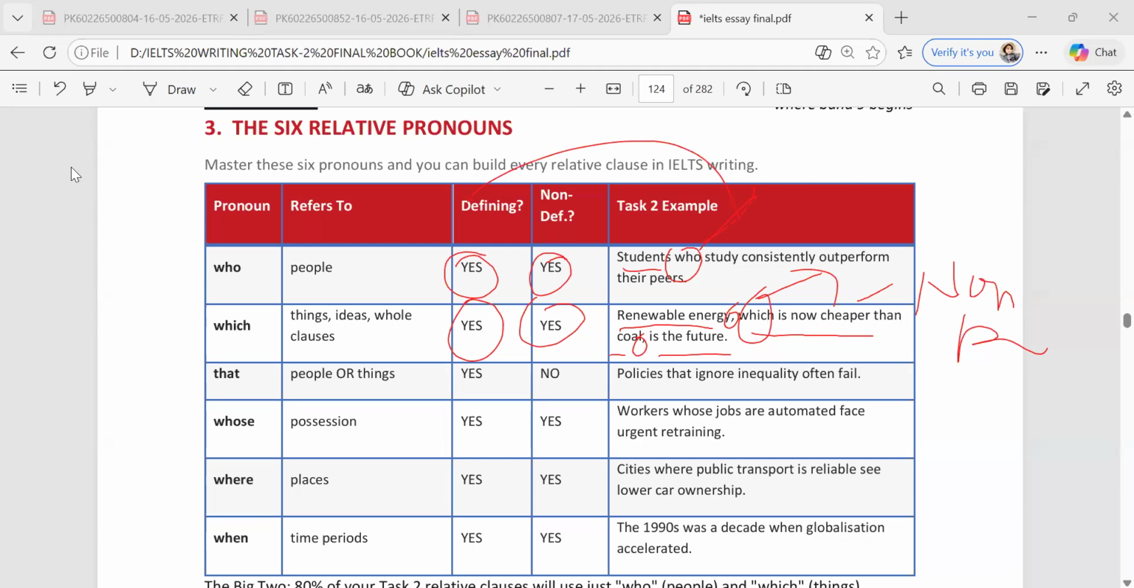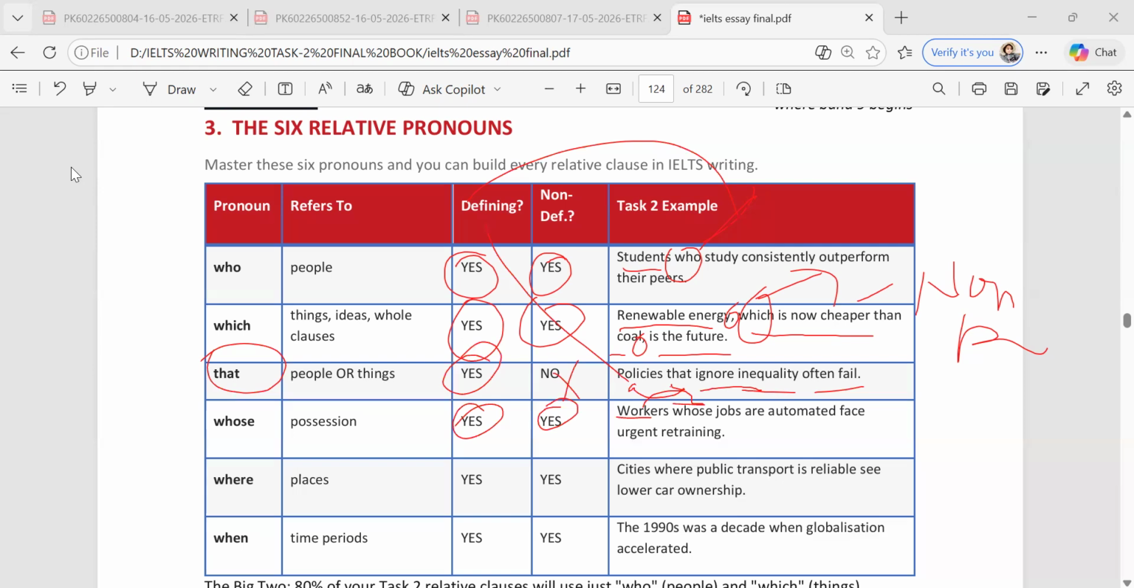The second one, that. That is the only one we can use for defining, not non-defining. It cannot be used with commas. For example, policies. What type of policies? That comes immediately after policies. That ignore inequality often fail. Whose: both defining and non-defining. Workers. It comes straight away after this. Now it's defining. Workers whose jobs are automated face urgent retraining.